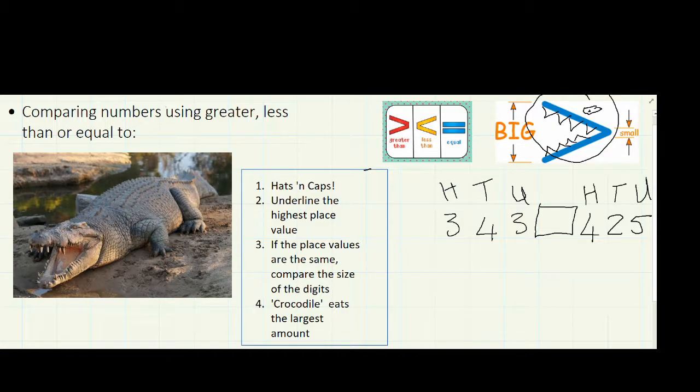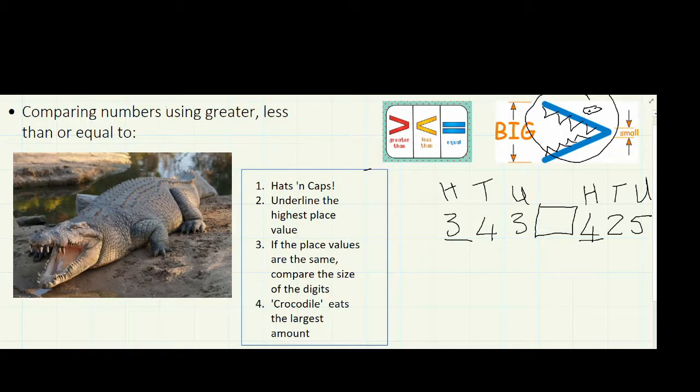Well, the hats and caps is not very important with this one because they are 2 of the same amount of digits. We have 3 place value digits here and 3 place value digits on the right hand side. It just checks and makes sure, so that when you do the comparison, you know exactly what is going on. Number 2, it says underline the highest place value. So we're going to underline the highest place value out of these 2 numbers. Obviously the 100 is the highest place value here, and the 300 is the highest place value there.